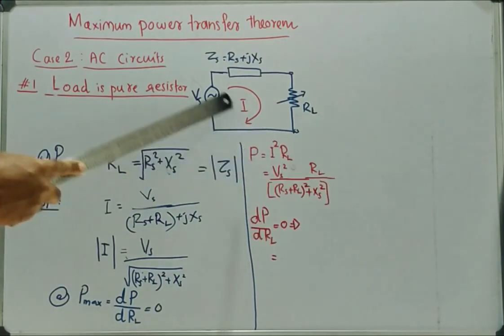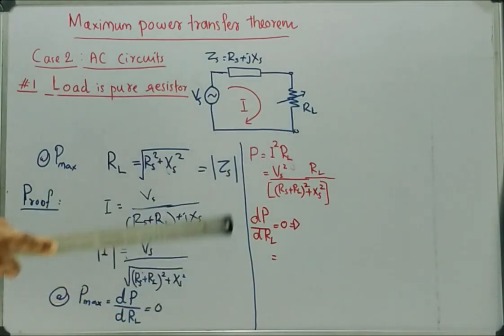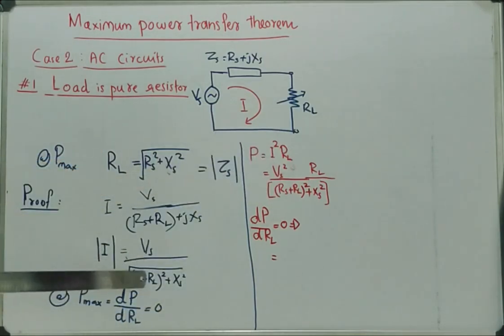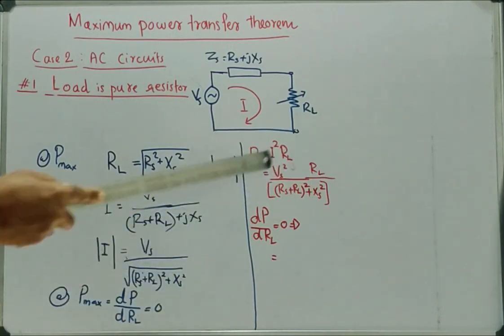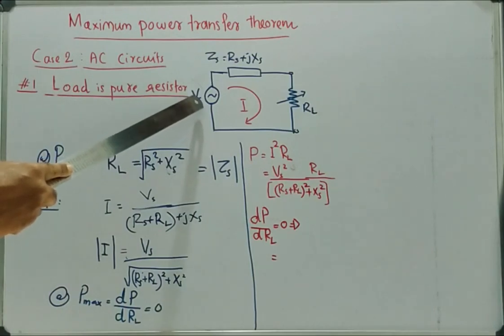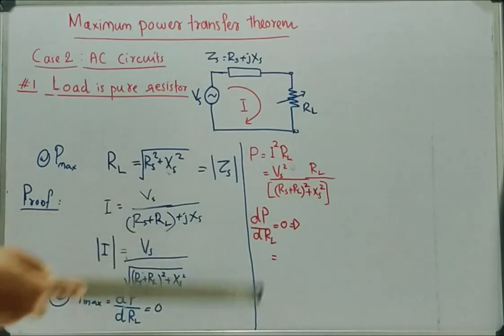Here the power transferred from source to load is I square RL. We know I is equal to Vs divided by root of Rs plus RL whole square plus Xs square. So I square becomes Vs square by Rs plus RL whole square plus Xs square, into RL. To obtain the condition for transferring maximum power from source to load, we need to find the derivative of power with respect to the variable RL and equate it to 0.